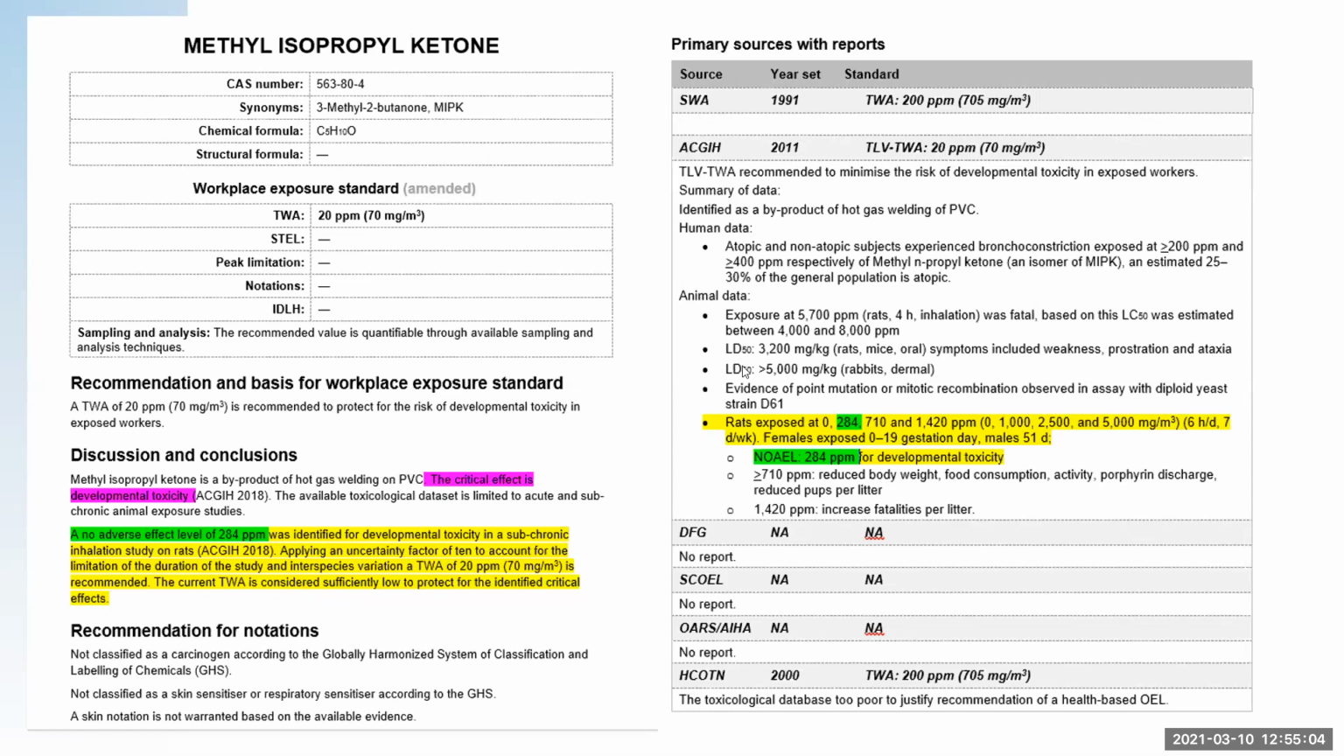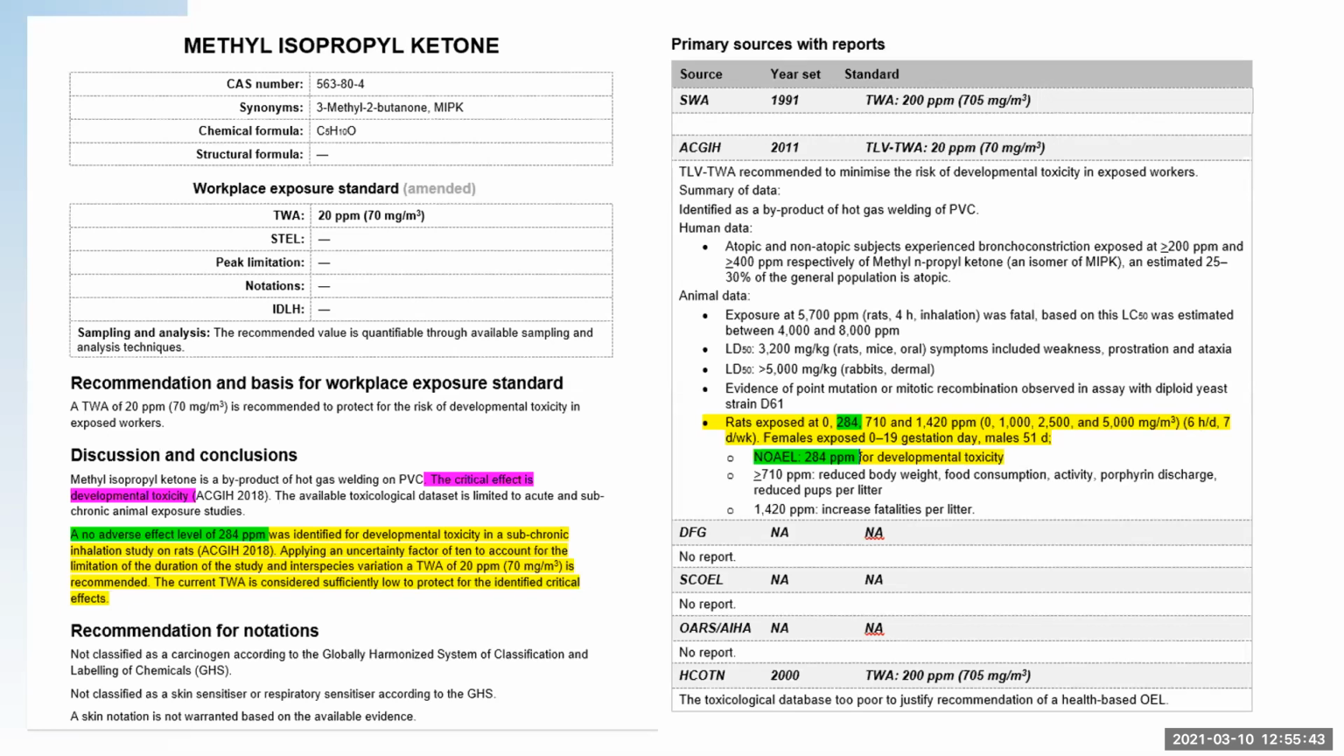So let's just have a quick look at the study over here. This is kind of interesting. Rats were exposed at these doses. A group of rats was exposed at 0, your control group, then 284 ppm. These are the equivalent milligrams per meter cube, but I'll just talk in ppm. 284 is your no-effect level. A group of rats were exposed at 710, and the last dose group was 1,420 ppm. They were exposed for 6 hours a day, 7 days a week.